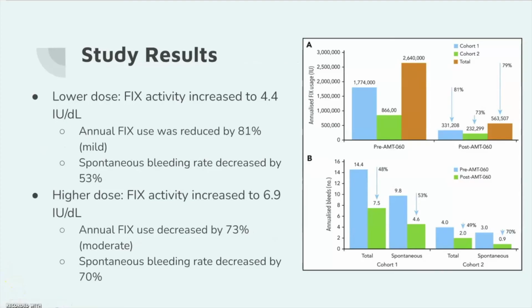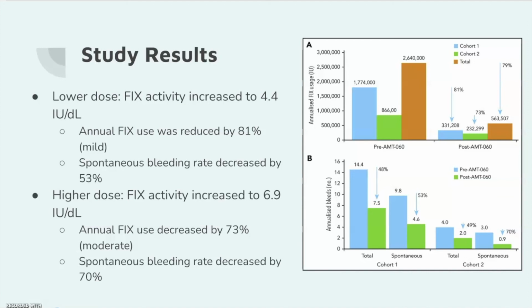The results of this study show that all the patients showed an increase in FIX activity, which helps blood clots form to prevent excessive bleeding. The lower dose group showed an 81% decrease in FIX medications and a decrease in spontaneous bleeding rate by 53%. On average, the patients in the lower dose could now be classified as having only mild hemophilia.